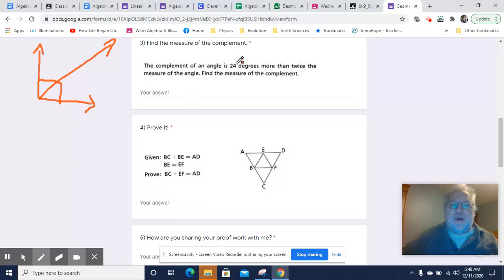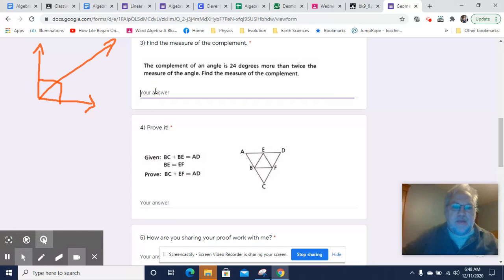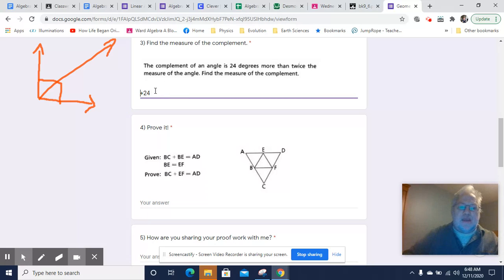Okay, so we know that the complement of an angle is 24 more than twice the measure of the angle. So that language is saying, 24 more is plus 24. And if the first angle was x, then it's 24 more than twice x. So 24 more than twice x is the complement to x. And since it's a complement, x plus that equals 90 degrees. And so we just solve for x.